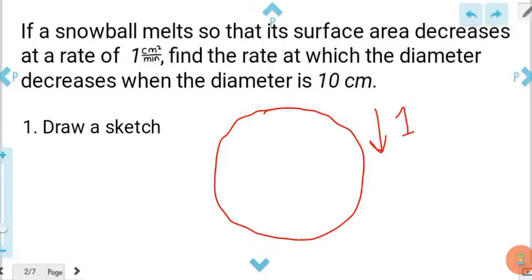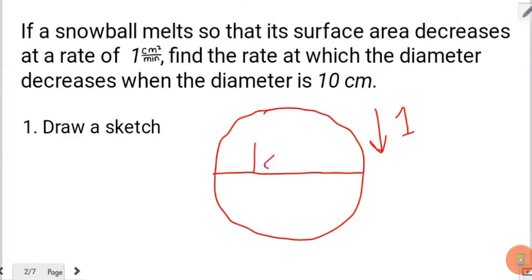And then we need to find the rate at which the diameter is decreasing when the diameter is 10 centimeters. So at this one moment that we care about, we know that the diameter is 10. The diameter of a sphere is just the distance from one edge to the exact opposite edge through the center of the sphere.